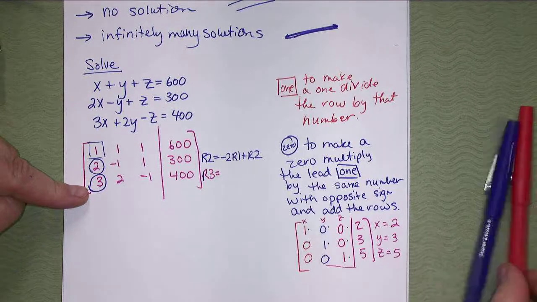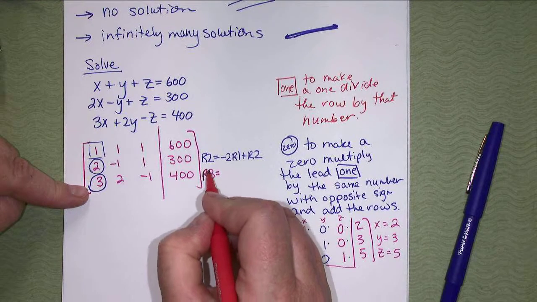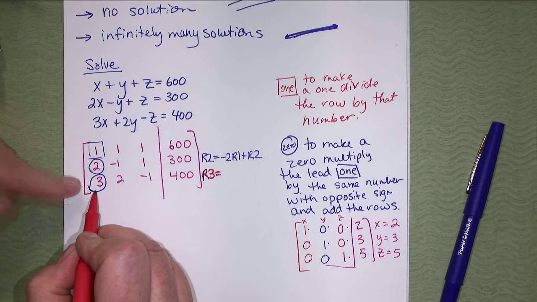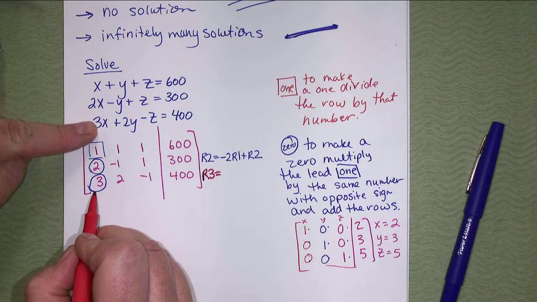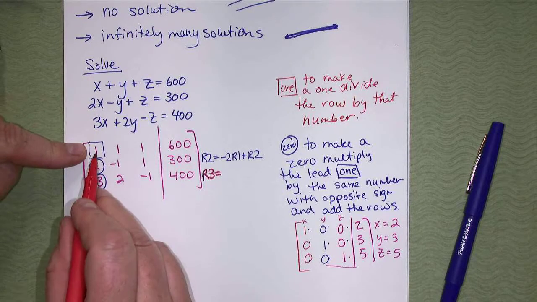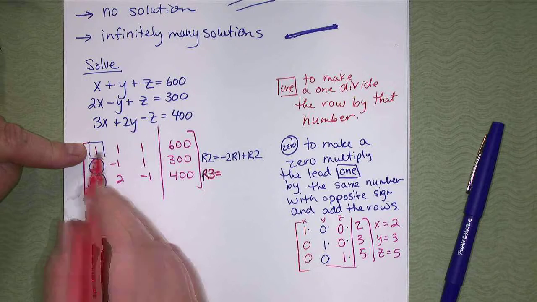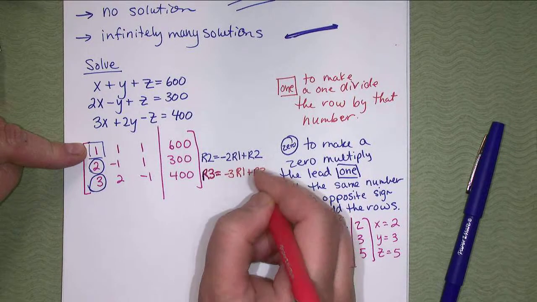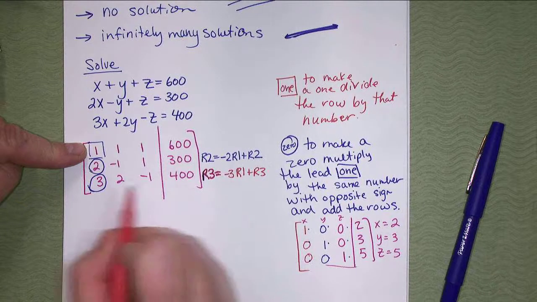What number is there? A 3? So what do we multiply the lead 1 by? -3. And that's in row 1, so -3 row 1 plus row 3. So we're going to do these 2 things, get our new row 2, get our new row 3, and we rewrite it. Row 1 stays the same.